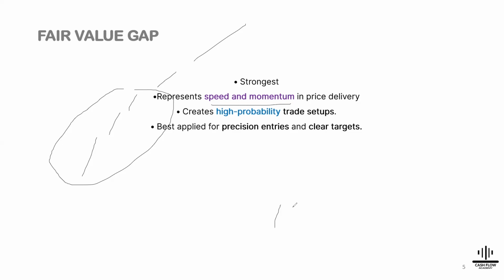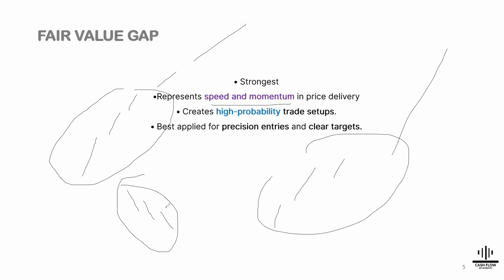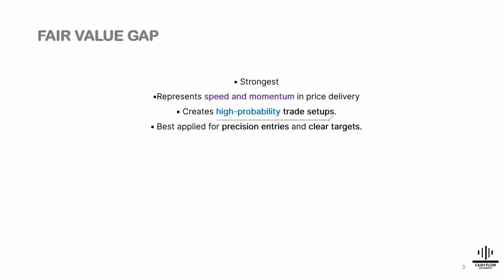So if you see price creating fair value gaps going higher, it's saying that price wants to go higher. And if you see price creating fair value gaps going lower, it's saying that price wants to go lower. So it's a pointer to price direction. Okay. Another thing we should also know about fair value gaps is that they create high probability trade setups.